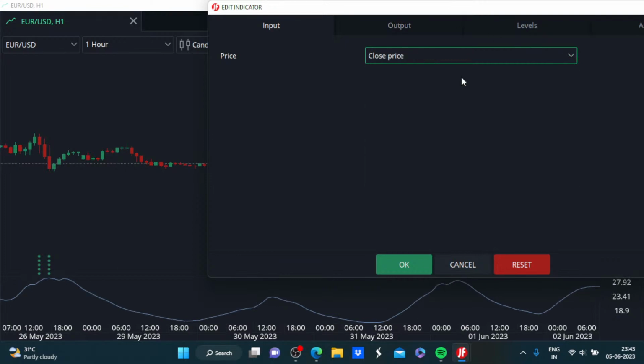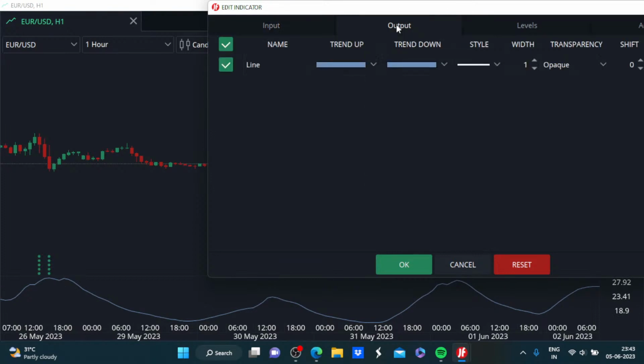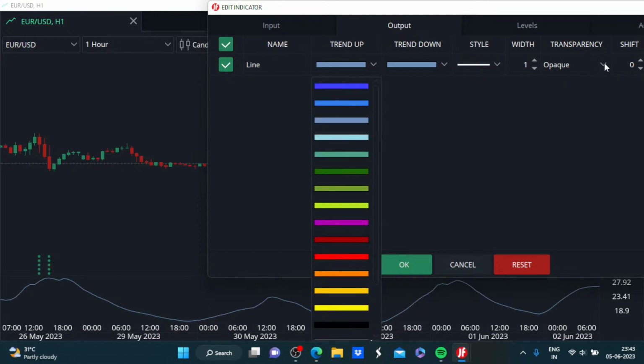Now I'm going to revert back to close price output. You can go for different color combinations. So if you are not really a fan of dark blue, of course go for a different color combination of your choice. Styling and the width can also be varied. Transparency factor can also be changed.